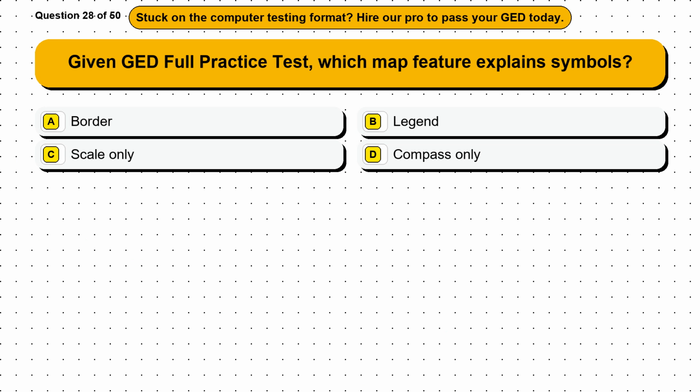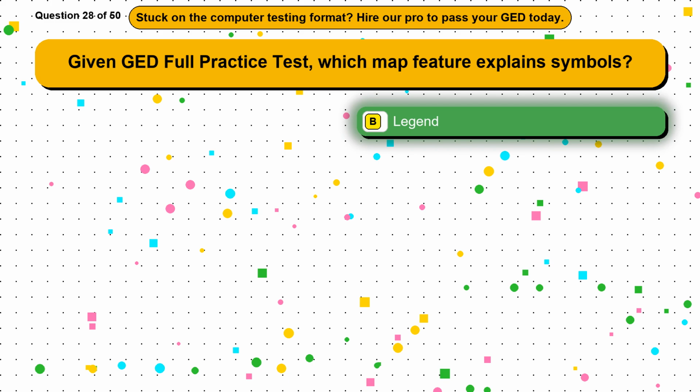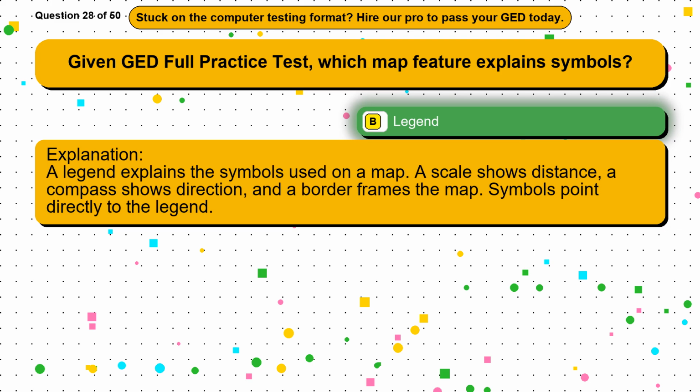Question 28. Given GED Full Practice Test, which map feature explains symbols? Option A, border. Option B, legend. Option C, scale only. Option D, compass only. The correct answer is option B, legend. A legend explains the symbols used on a map. A scale shows distance, a compass shows direction, and a border frames the map. Symbols point directly to the legend.